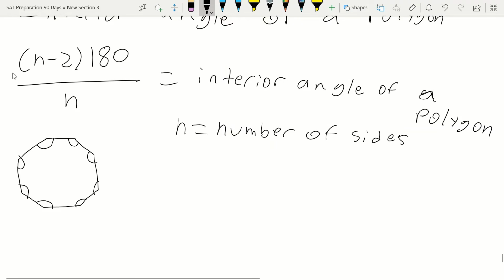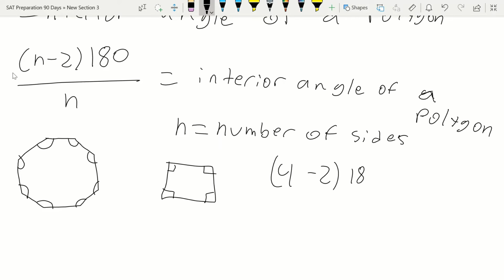Now, if we're going to use a really basic example, we could use a square, because a square is a polygon, it has 4 sides, and I'm just going to show you that this equation is correct real quick. We see an interior angle of a square is 90. We have 4 sides minus 2 times 180 all over our 4 sides. 4 minus 2 gives us 2. 2 times 180 gives us 360. 360 over 4 gives us 90 degrees.